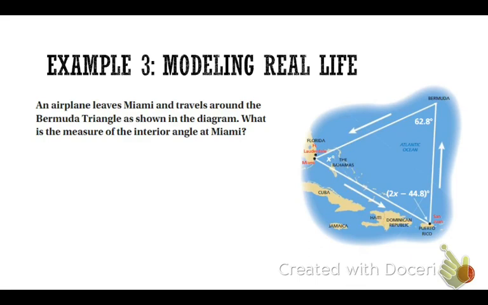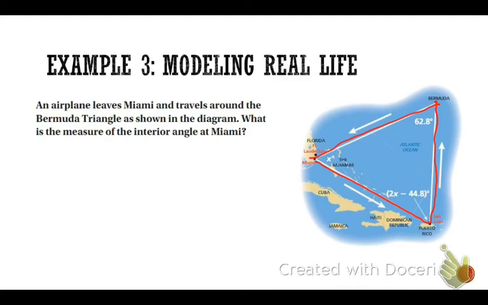All right. So here's our modeling real life. You know flight routes, right? Pilots have to be good at geometry because they have to take angles and stay on their flight path. An airplane leaves Miami and travels around the Bermuda Triangle. It goes from Miami to San Juan, from San Juan up to Bermuda, and Bermuda back to Miami. So there's the Bermuda Triangle. We could go down a whole rabbit trail about it, but we're not going to go there.